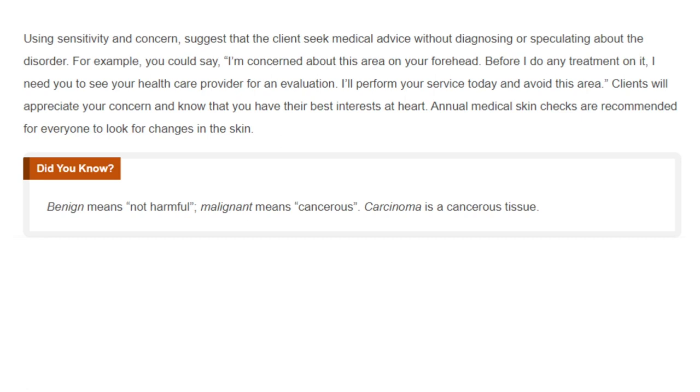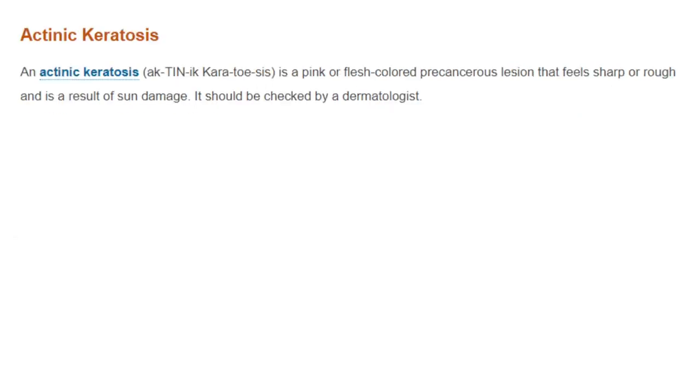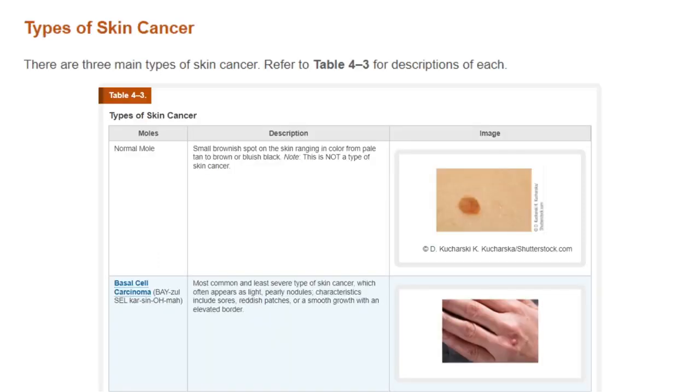Carcinoma is a cancerous tissue. Actinic keratosis. An actinic keratosis is a pink or flesh-colored precancerous lesion that feels sharp or rough and is a result of sun damage. It should be checked by a dermatologist. Types of skin cancer. There are 3 main types of skin cancer. Refer to Table 4(3) for descriptions of each.